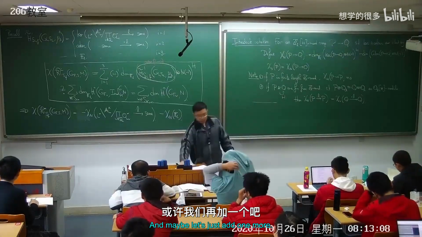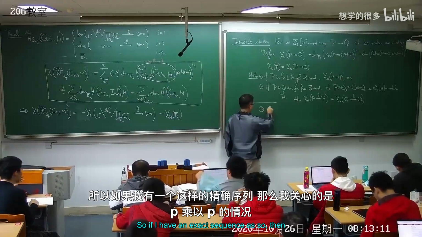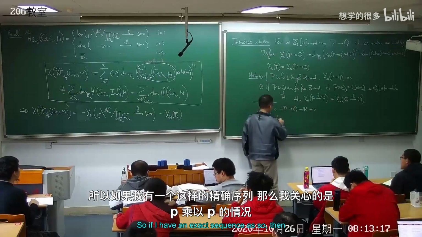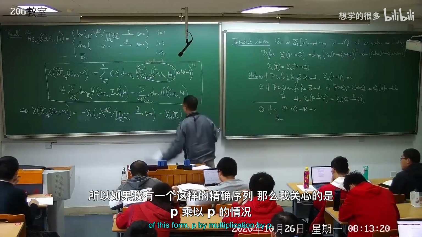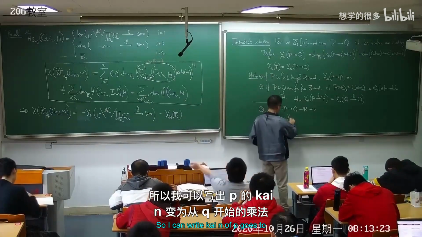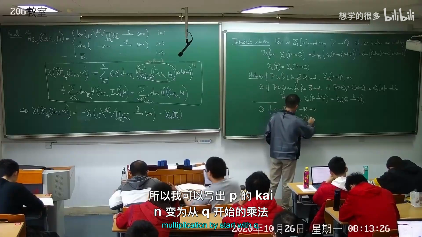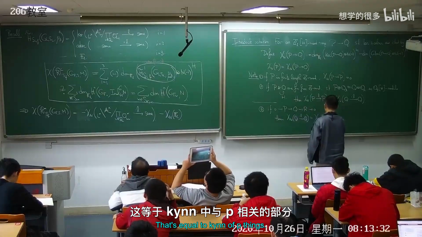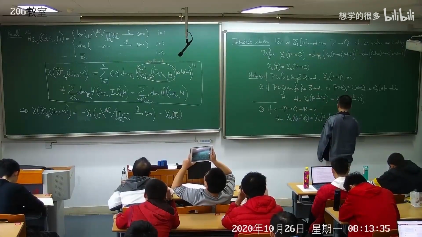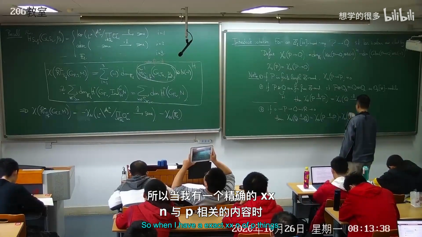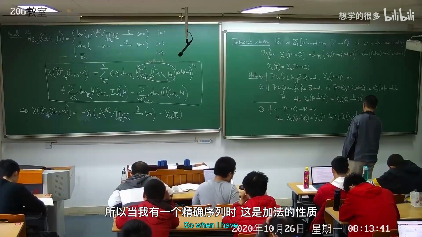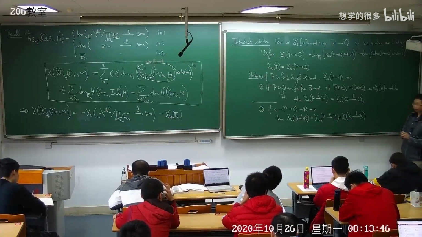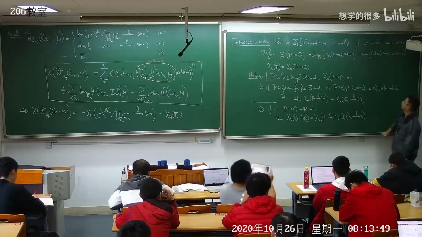And maybe let's just add one more. If I have an exact sequence as so, then all the terms I care about are of this form, p by multiplication by p. So I can write chi n of p goes to multiplication by q. That's equal to chi n of p plus chi n of R. So when I have an exact sequence, this is additive. This is sort of standard.